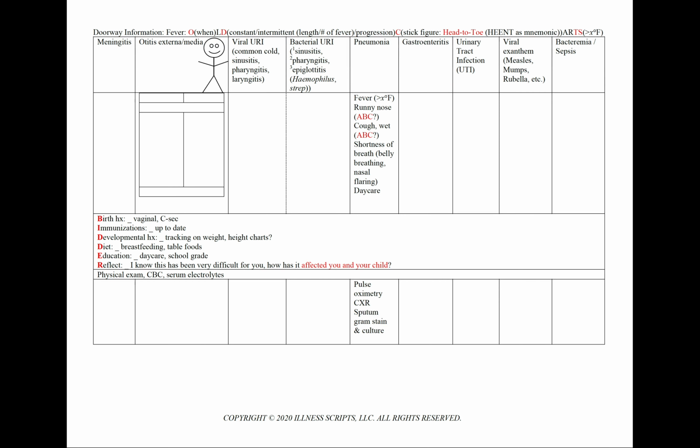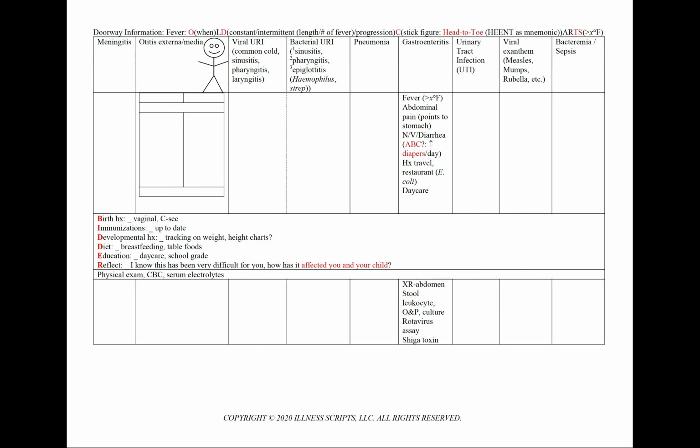In a pneumonia, we'll see a fever with a runny nose and cough, and we'll use our mnemonic A, B, and C, shortness of breath, and again, in a young pediatric patient that may not be able to communicate that, we can ask the parent if there's been any change in the breathing pattern, belly breathing or nasal flaring, and daycare attendance, and we'll order a pulse oximetry, a chest x-ray, and a sputum gram stain and culture.